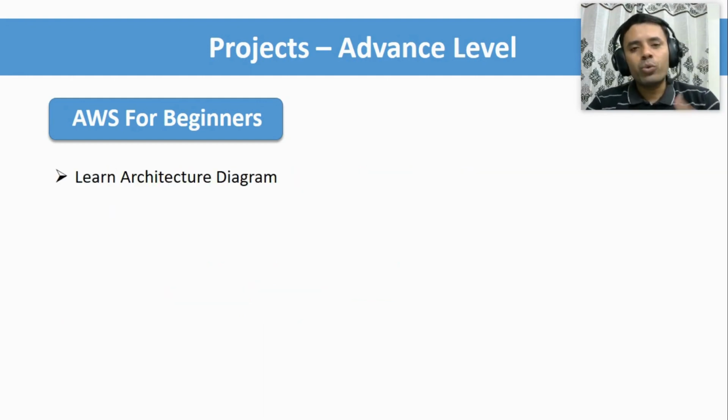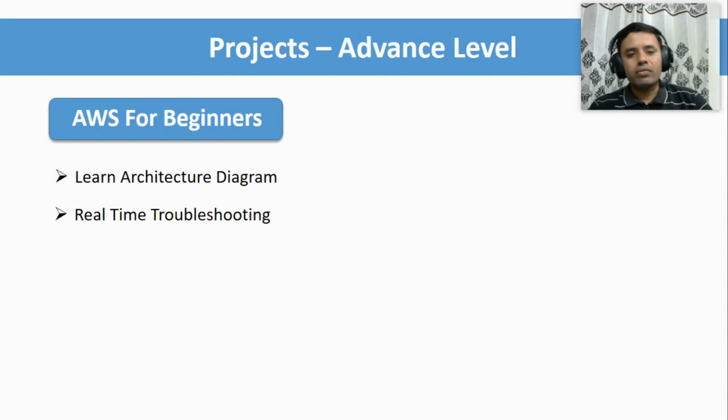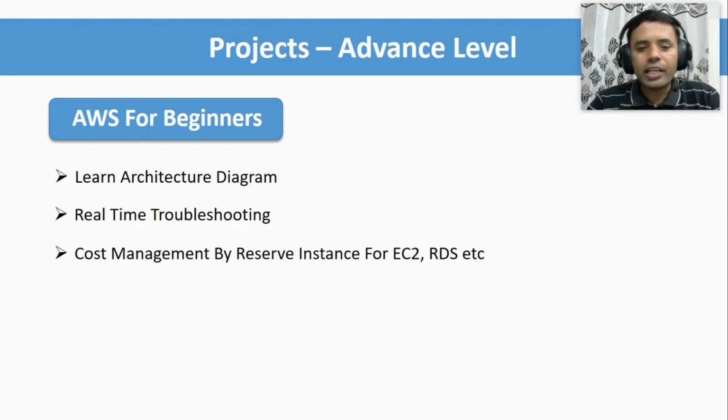Then we will see how to draw the architecture diagram, which tools we basically use, and how to draw it. Okay, real-time troubleshooting I already covered. Then we will see how to manage the cost, in terms of if you work on a project that will run 2 or 3 years, suppose. In that case, on a long-term basis, how to control the cost.